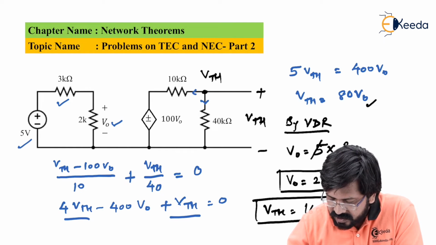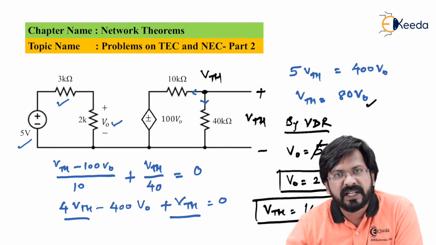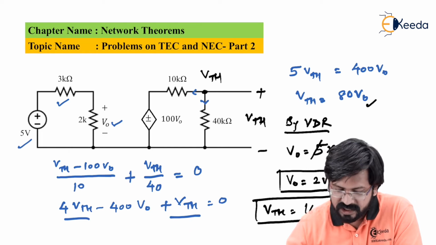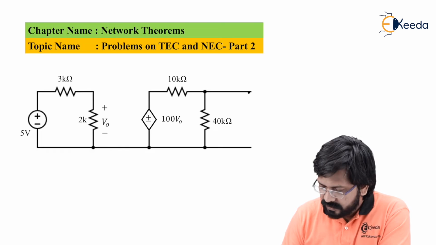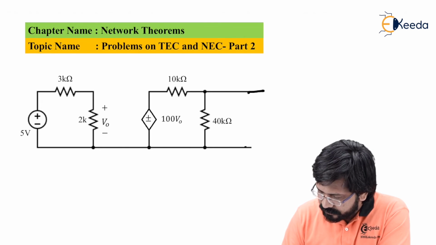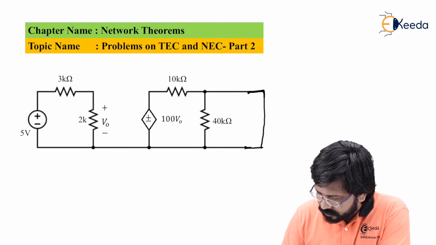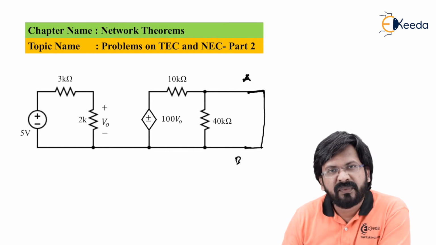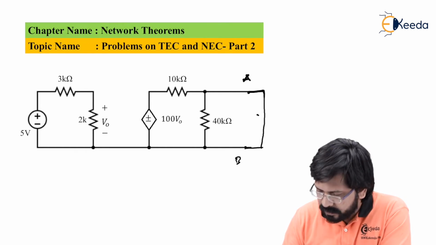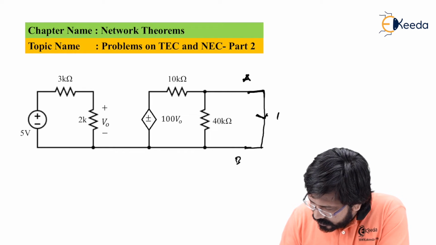Now, within the same problem, I have to get the value of ISC. By taking the ratio of VTH and ISC, I'll get RTH, the thing which is asked in the exam. So in the same problem, to find ISC, we need to short circuit these 2 points, that is A and B. Then we find the current flowing from terminal A to B, referred to as ISC.